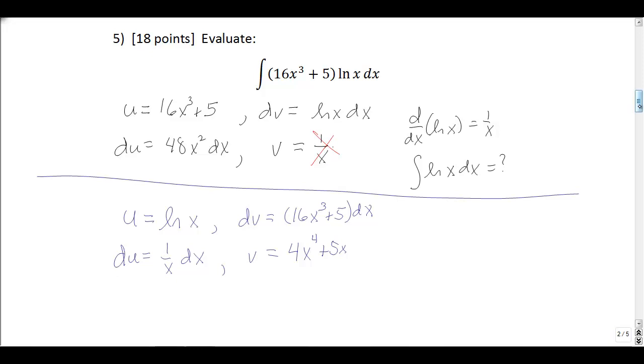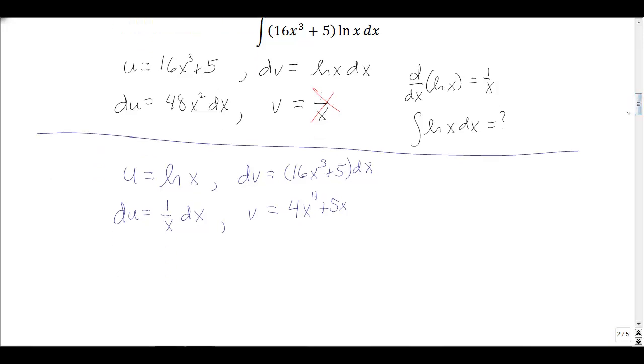And now we can do our integration by parts formula. And that's u times v. So that's natural log x times 4x to the 4th plus 5x. That's a little ugly, but we're already done. We don't have to anti-differentiate it, so I don't even really care what u times v looks like. Minus the integral of v du. So v is 4x to the 4th plus 5x. du is 1 over x dx.